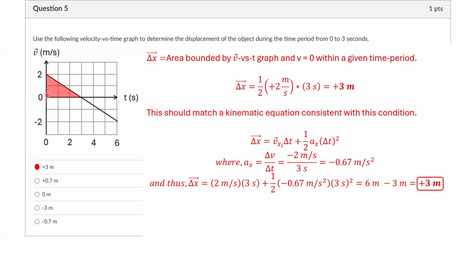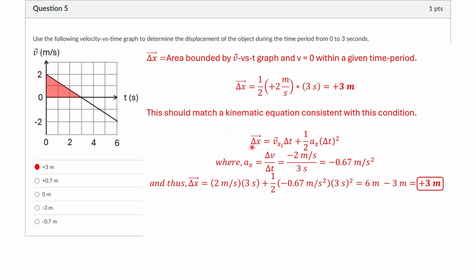So I would get positive 3 meters. How do I get positive? This entire area is on the positive side of v equal to 0. So that would be the easy way to get plus 3 meters to be the displacement. You could also work this out using your equations.